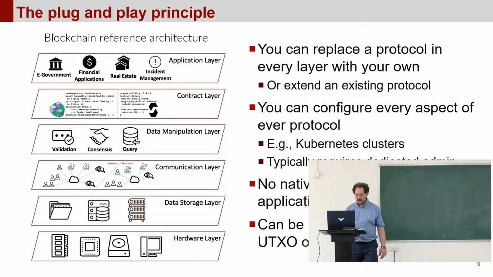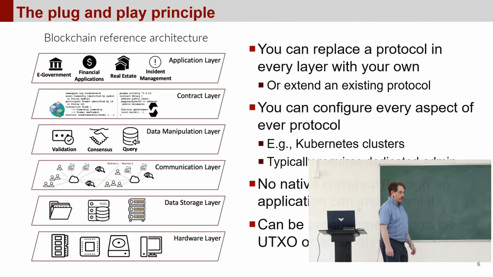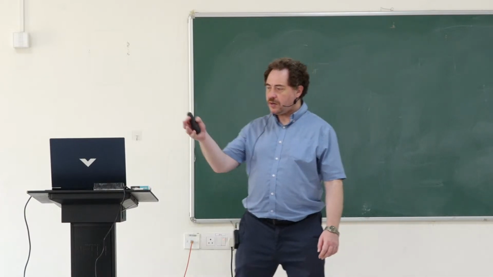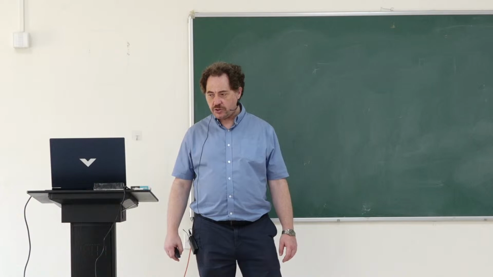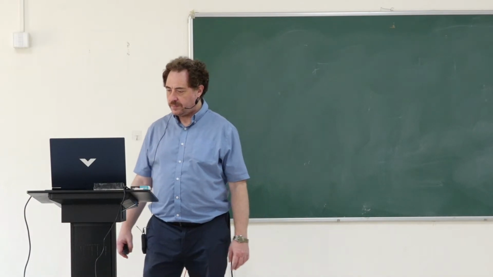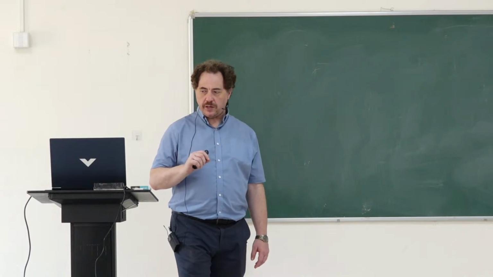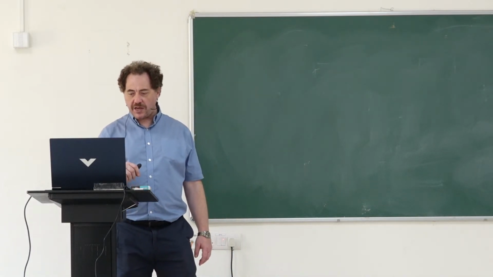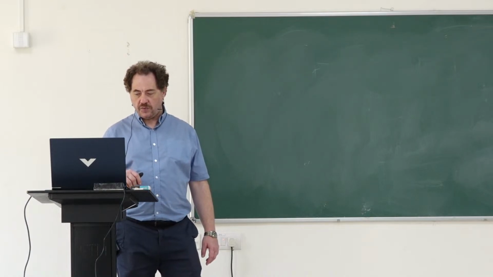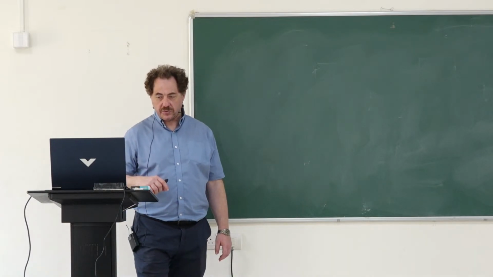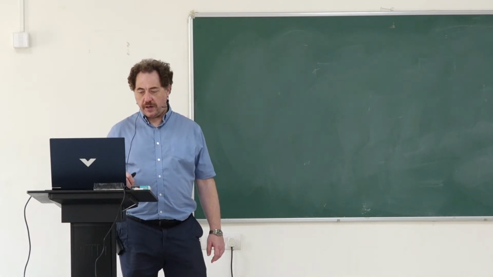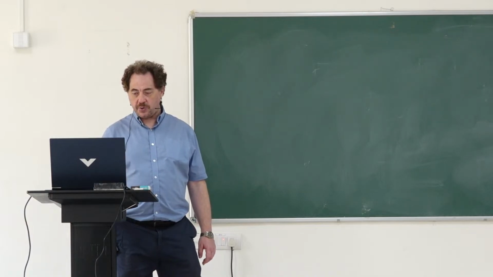Another interesting principle that we have in Fabric is the plug-and-play principle. Here we can see the standard blockchain reference architecture, which also plays an important role in Fabric. And the whole idea is that Fabric provides implementation for each layer, right? But you can configure every aspect of every protocol. For example, you can use Kubernetes clusters. And then you can also re-implement any protocol.